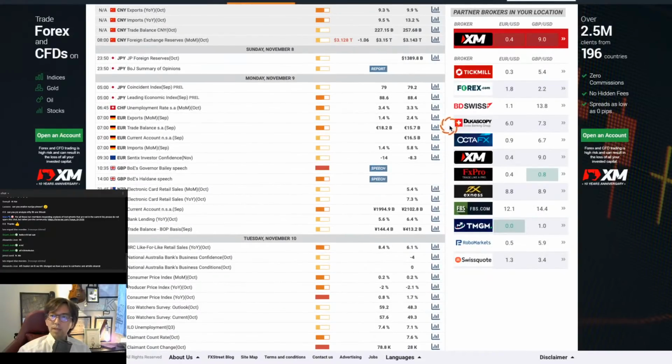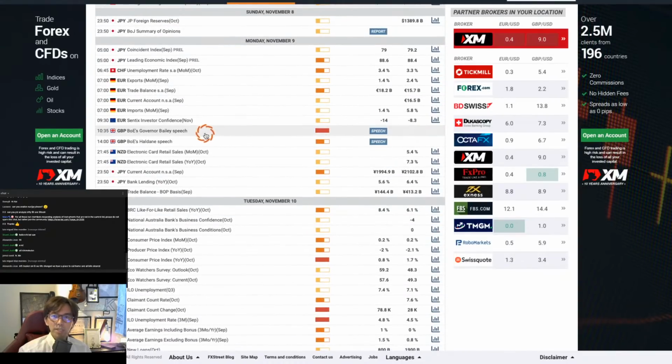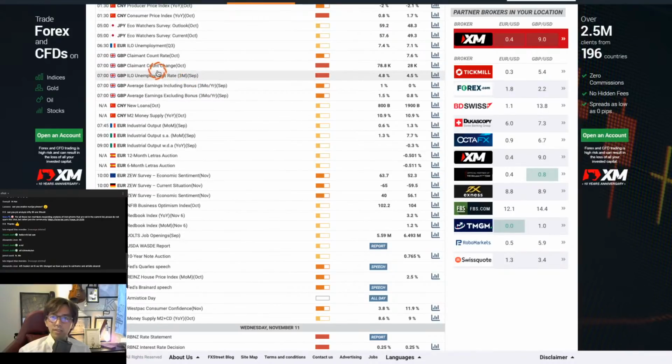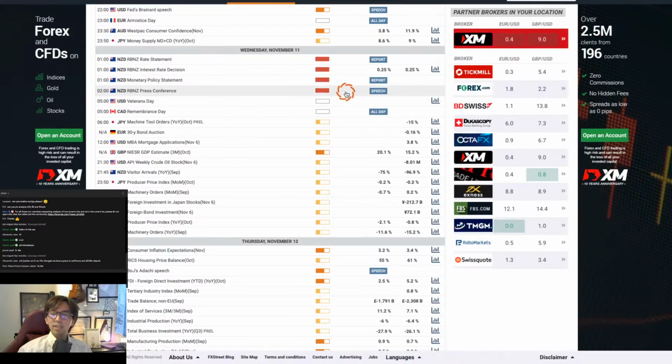So next Monday, the 9th of November, we have only one news event, that's the governor's speech of the BOE on the pound in the UK. And next Tuesday, also on the pound in the UK, we have the unemployment rate, so that might affect the market also. And moving on to Wednesday, we have the New Zealand monetary policy. So if you take trades on New Zealand, we have to be careful. There might be some volatility in the morning on Wednesday in Asian time.